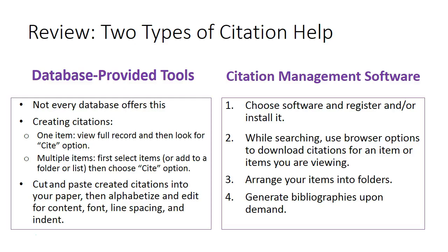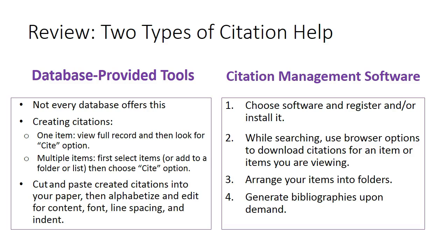To review, I have demonstrated 2 types of citation help. Database-provided citation tools are helpful in some situations, but are limited. Not all databases offer them. When they are present, their choices of style manual may be limited, and if you want to change styles, you would need to go back into the database and regenerate the citation. You can copy and paste them into a Word document, but must adjust not only indentation, line spacing, and font, but also manually alphabetize them. But if you only have a few citations, database-provided citation tools are adequate.